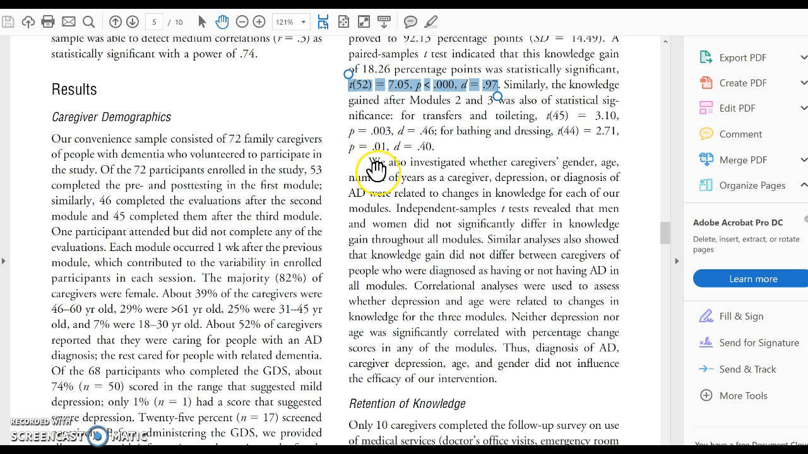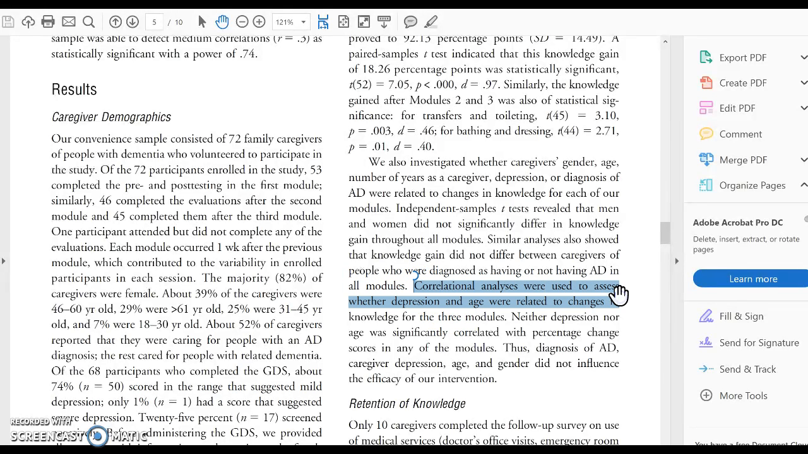So, moving forward, it also says that we also investigated whether caregiver's gender, age, number of years as caregiver, depression, or diagnosis of AD were related to the changes in knowledge for each of our modules. Let me highlight this so you know where I'm reading. Independent samples t-tests revealed that men and women did not significantly differ in knowledge gained throughout all modules. Similar analysis also showed that knowledge gain did not differ between caregivers of people who were diagnosed as having or not having AD in all modules.